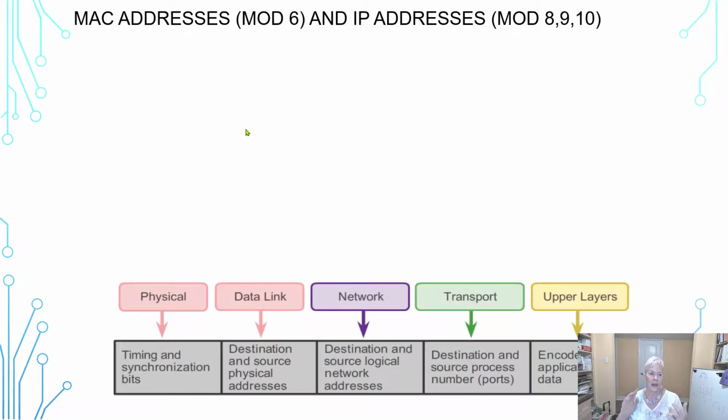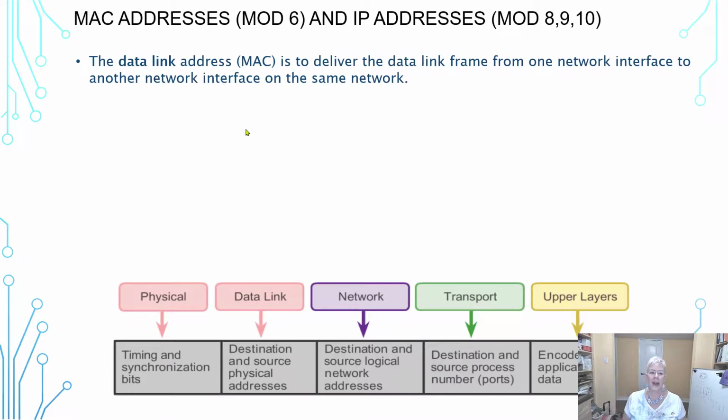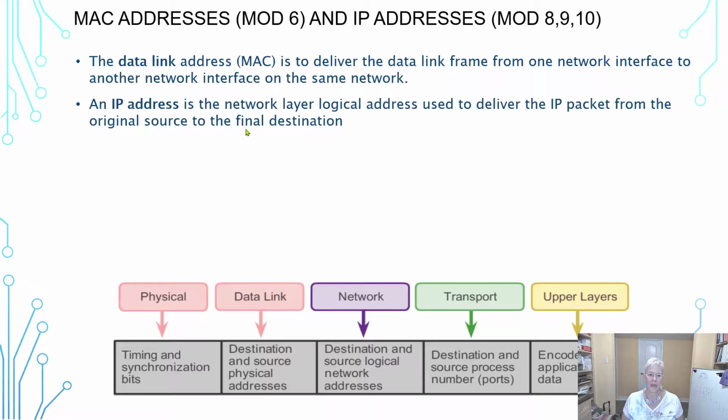MAC addresses. We start talking about MAC addresses in Module 6, and then we'll keep talking about them. We talk about IP addresses in Modules 8, 9, 10, 11, and 12. The data link address is the MAC address. Its job is to deliver the data link frame from one network interface to another network interface, again, on that same network. The IP address is the network layer logical address used to deliver the IP packet from the original source to the final destination.